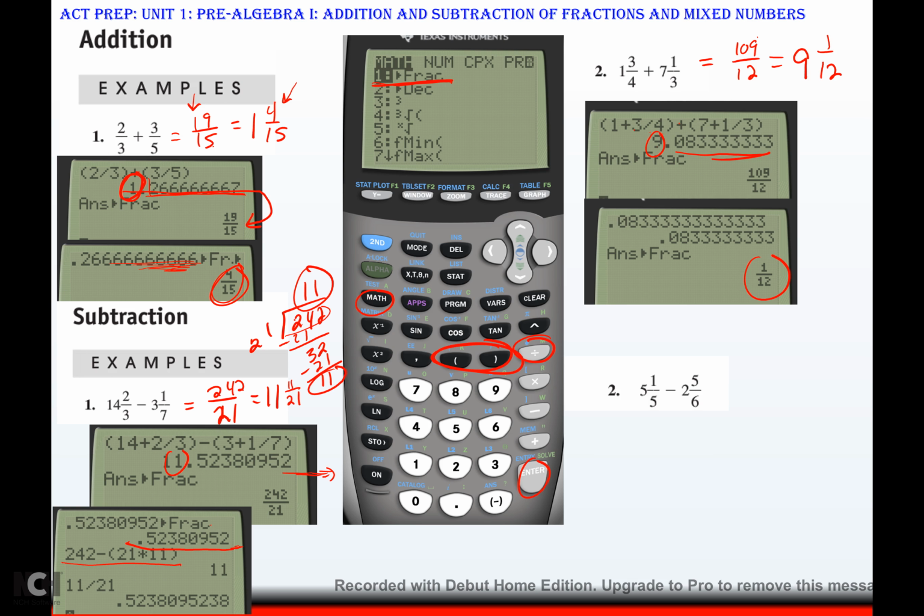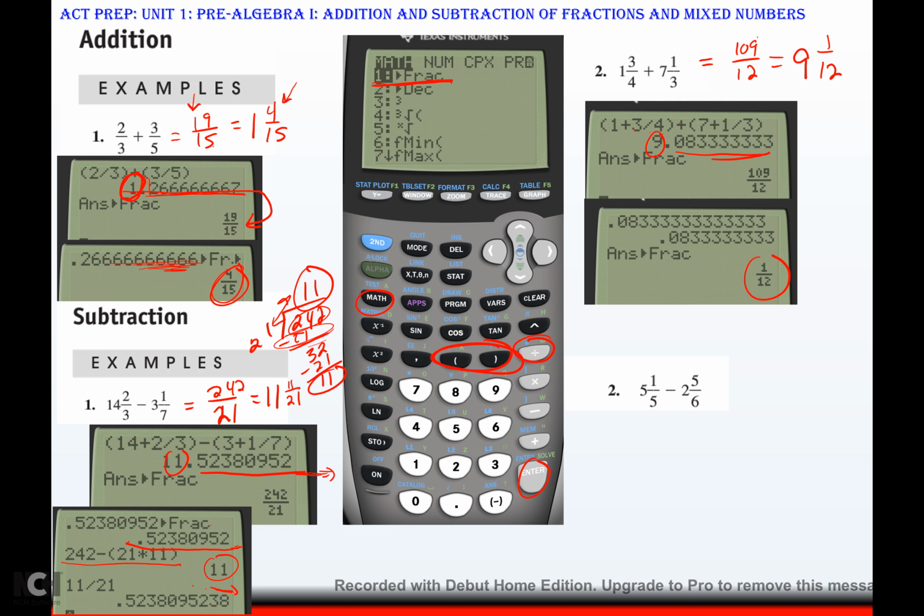I took 242 minus 21 times 11, because that's what you're doing here when you take off what you would do. Okay, which leaves 11 left over, so it's 11 over 21. And notice, there's my decimal part, but they needed 80952. They needed these other two places to get it into a fraction.